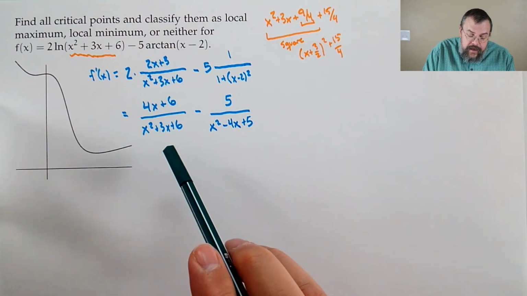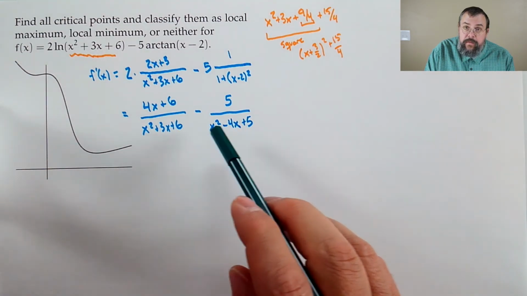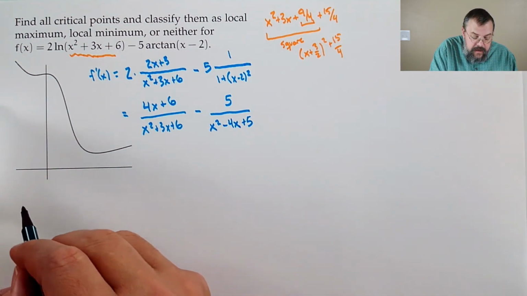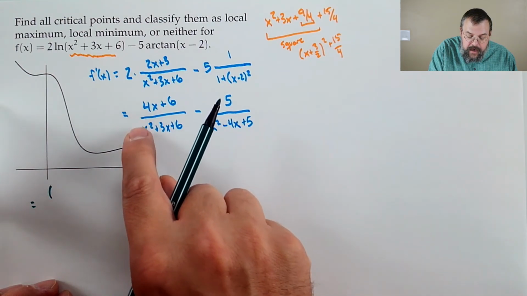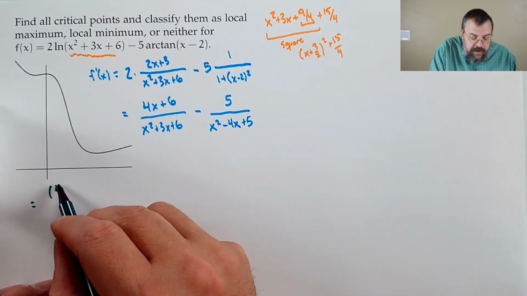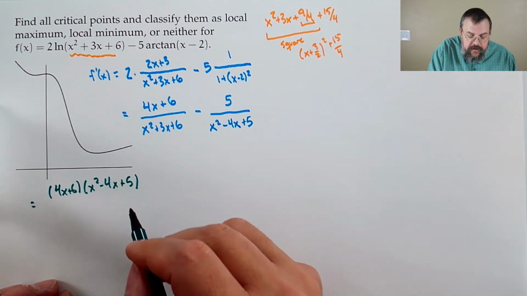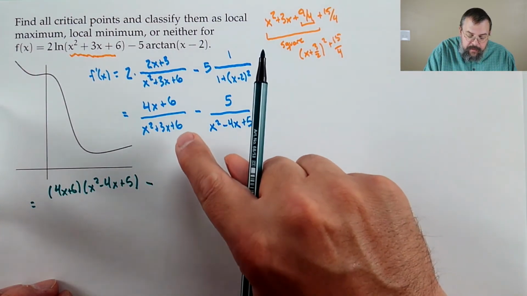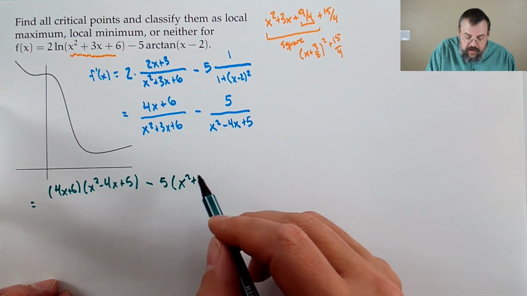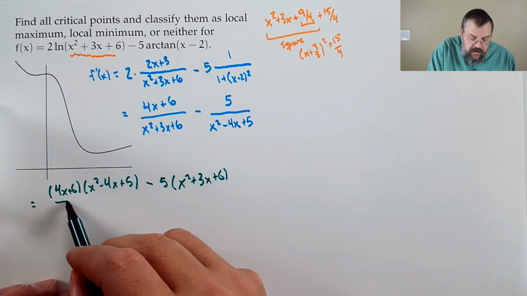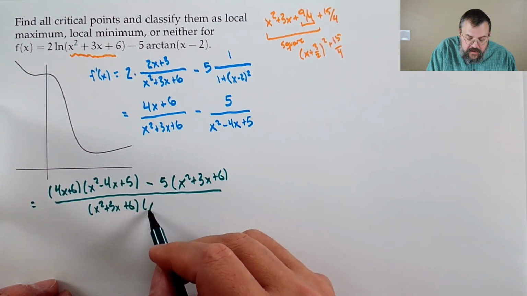Well, we need to get a common denominator. And the way we're going to get a common denominator is we are going to multiply them together. I'm moving it down here because I want to make sure I have plenty of space. On the first term, I need to multiply top and bottom by this x squared minus 4x plus 5. So 4x plus 6 times x squared minus 4x plus 5. And on the second term, I need to multiply by x squared plus 3x plus 6 on top and bottom. So minus 5 times x squared plus 3x plus 6, all of that over this denominator. Okay, so far, so good.